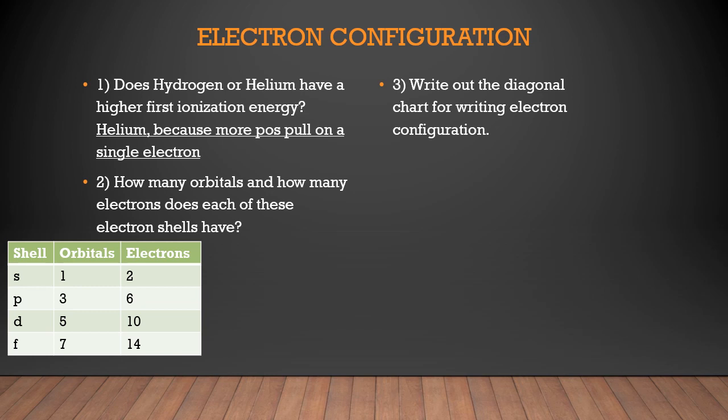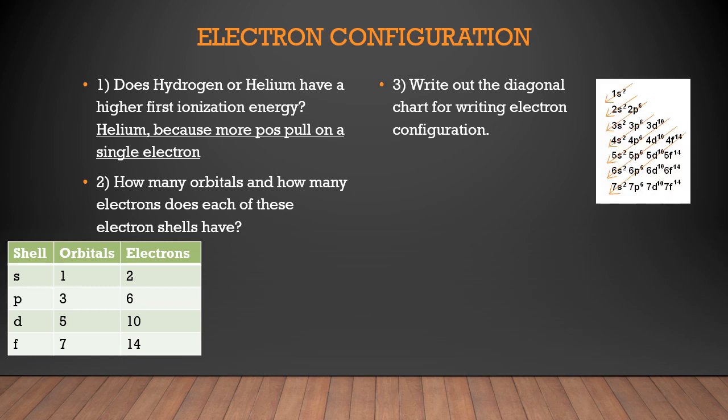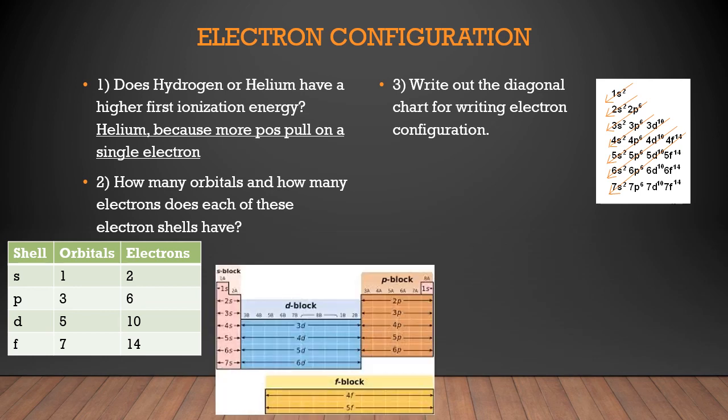Okay, I wanted you to write out the diagonal chart for writing electron configuration. And here it is to the right. Remember 1s2, 2s2, 2p6, 3s2, 3p6, 3d10, 4s2, 4p6, 4d10, 4f14. And you can see those numbers reflected here. Those electron numbers for the shell are over here in the energy levels. And the reason we write it this way and then we write the diagonal lines is because of how we end up writing out the periodic table to give us our electron configuration for each of these numbers.